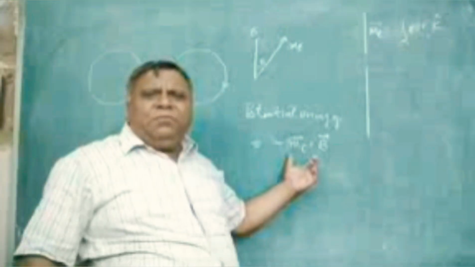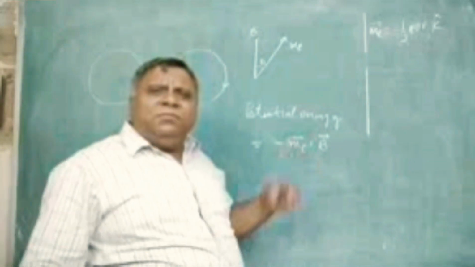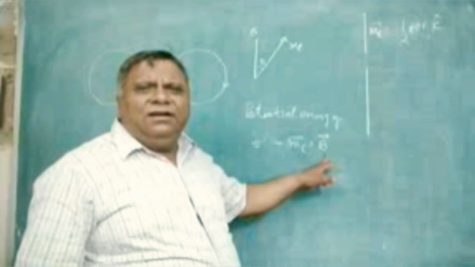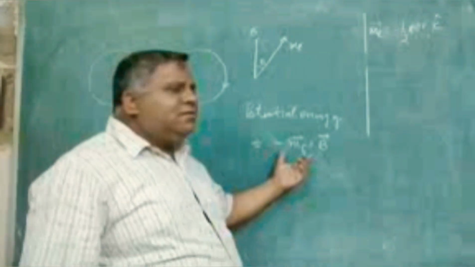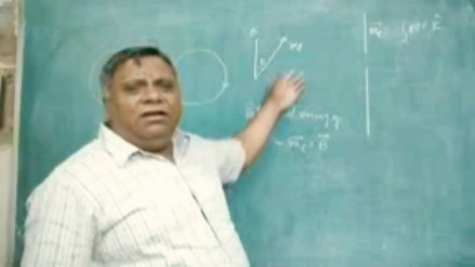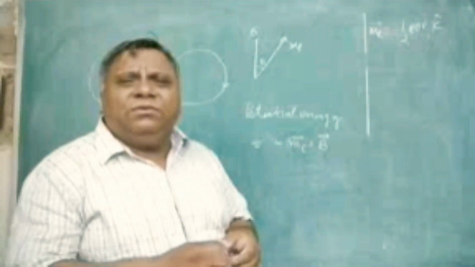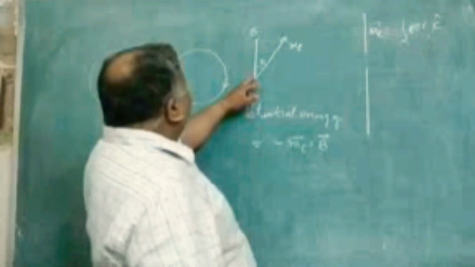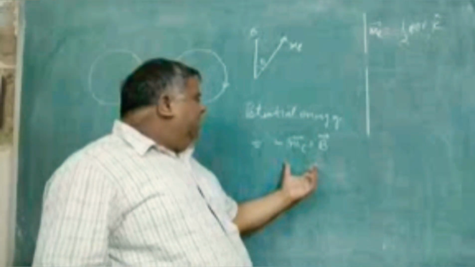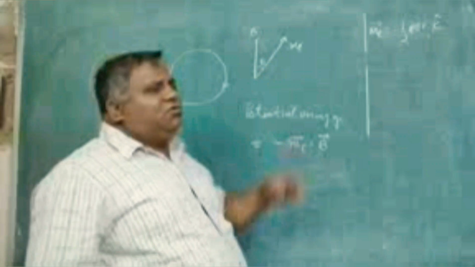Is m_l dot B, minus m_l dot B. That is the minimum of potential energy, which is along the field, that is, in the theta equal to 0 direction. This direction is the direction of the magnetic moment. This is the direction of the field. Theta is the angle between these two vectors.